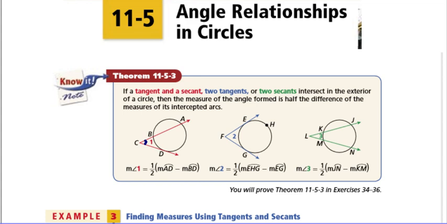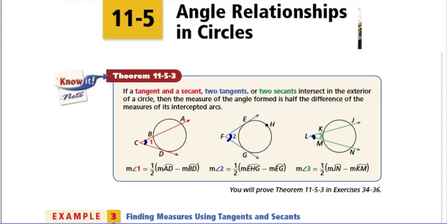Angle 2 equals half the measure of the major arc EHD minus the minor arc. So the measure of angle 2 equals half, open bracket, the measure of arc EHD minus the measure of arc EG. The measure of angle 3 equals half the measure of arc GN minus the measure of arc KM.